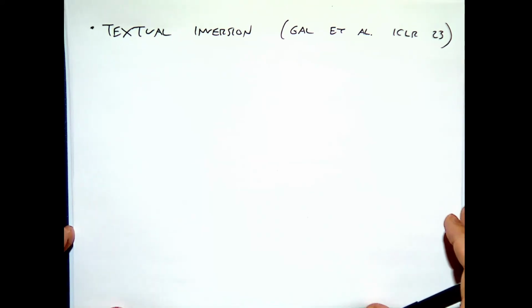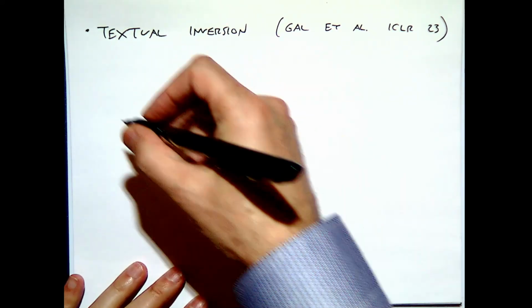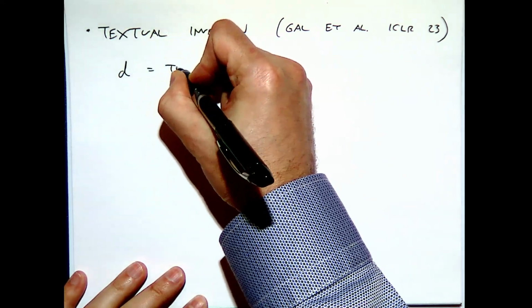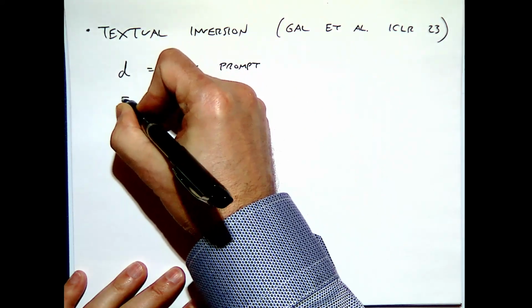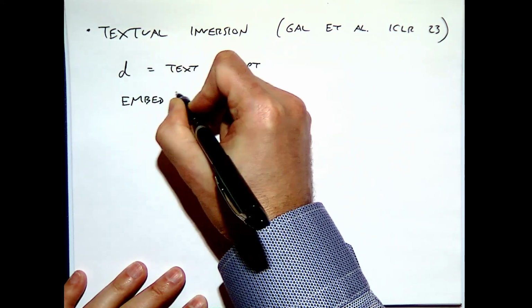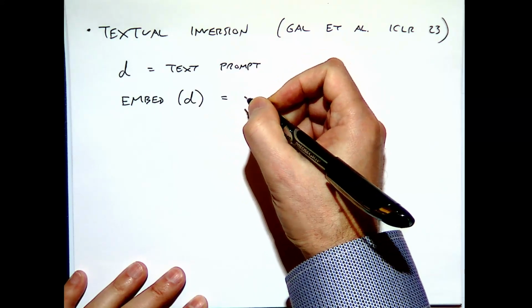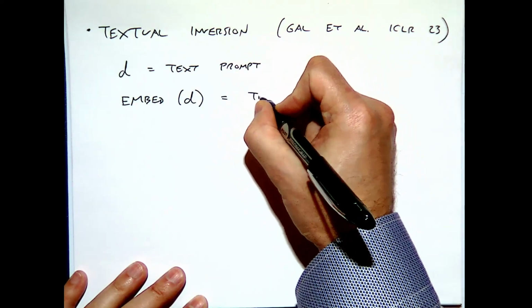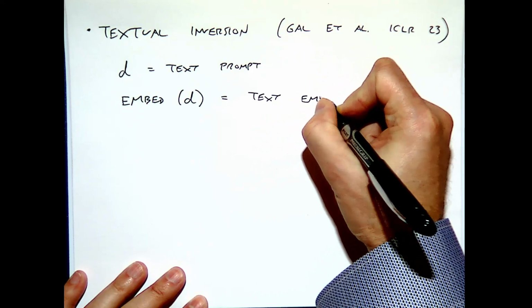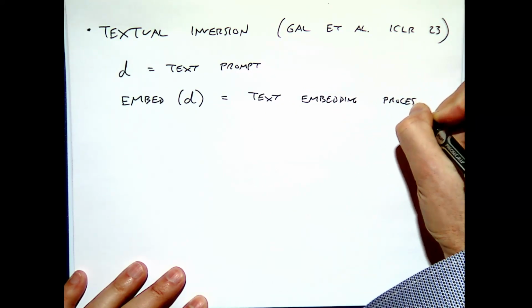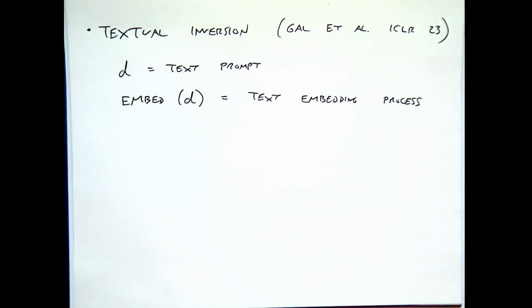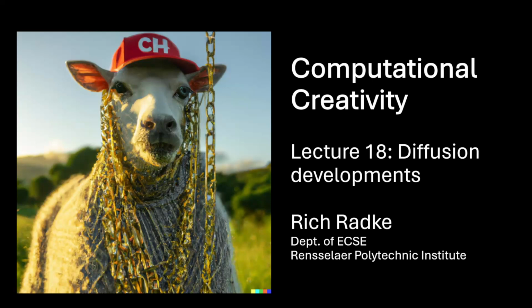And so the idea is that we know the general idea. We've got D as our text prompt, and let's call embed of D my text embedding process, whatever that is. It could be CLIP or it could be something else. And now the way that this works is, and before I go on, let me just show you what the outcome is going to be.